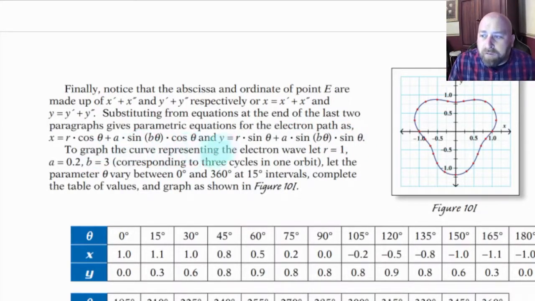To graph the curve representing the electron wave, let r equal 1. So the radius equals 1. Basically, we're using one radius. 1 is going to be our base standard there for our radius.